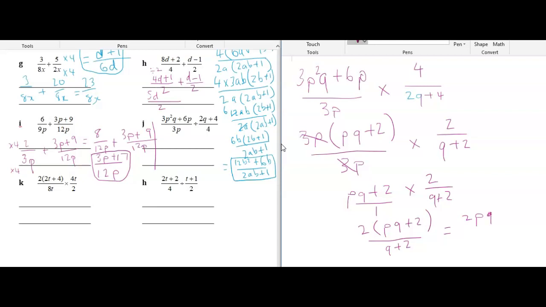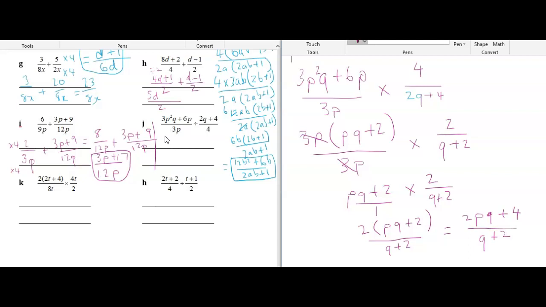So we've got 2 times pq, 2 times 2 is 4. Whoops. Siri. I don't know whether you can hear that, but Siri just did 2 times 2 equals 4 for me. Thanks, Siri. Good to know.